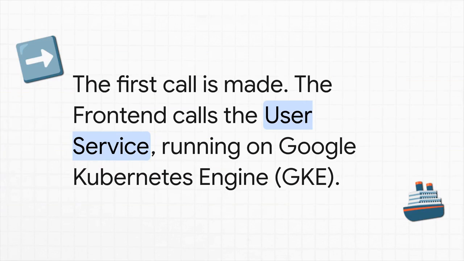Okay, what's next? The front end needs some data about the user, right? So it makes a call out to the user service. In our setup, that service is running over on Google Kubernetes Engine. This is the first hop, and our detective immediately logs it as a new clue, a new span in the case file.